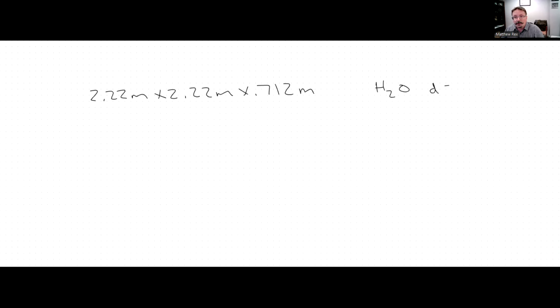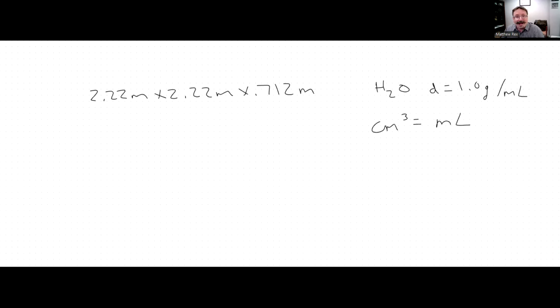Here we go, back to the whiteboard. So now we have a crate. It is 2.22 meters by 2.22 meters by 0.712 meters. It's filled with water. We want to know how much it's going to weigh. And we looked at where we have the density of water there on that last page. It's 1 gram per milliliter. A centimeter cubed is the same volume as a milliliter.